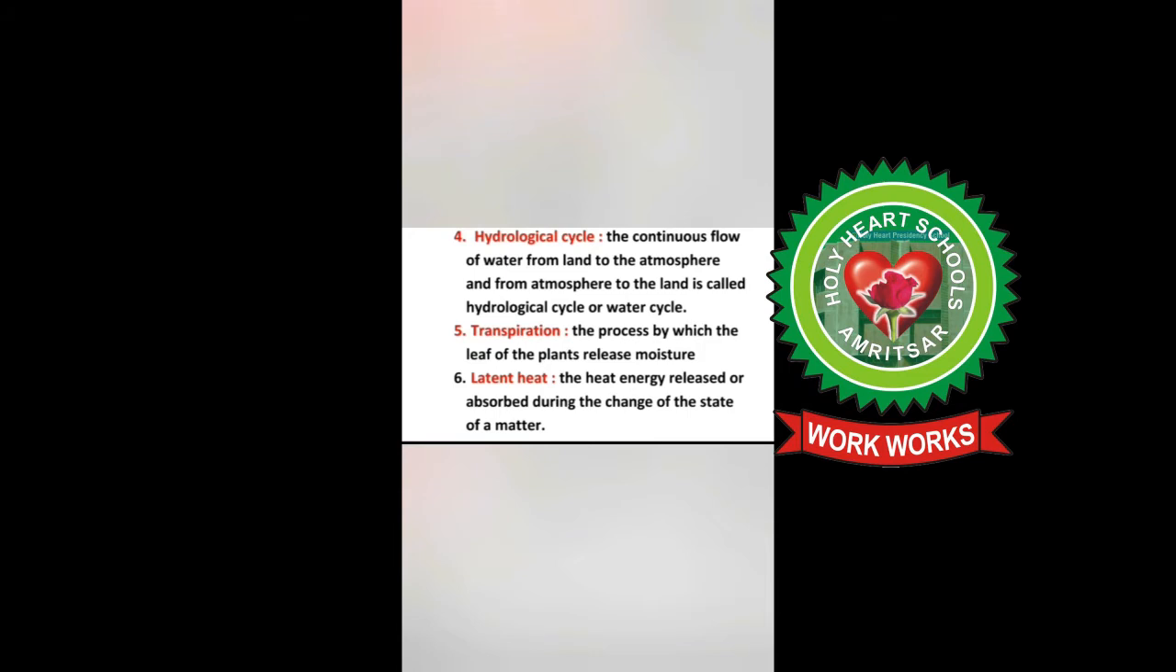Number 4, hydrological cycle. The continuous flow of water from land to the atmosphere and from the atmosphere to the land is called hydrological cycle or water cycle. Number 5, transpiration. The process by which the leaves of plants release moisture. Number 6, latent heat. The heat energy released or absorbed during the change of state of a matter. It means that when water changes into water vapor, heat is absorbed, or when water vapor changes into water, heat is released. So this heat is called latent heat.